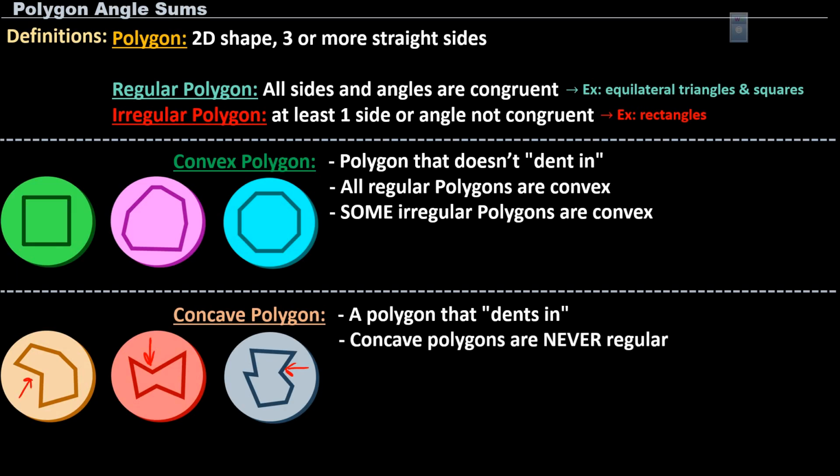Concave polygons are never regular. You'll never see a regular polygon that's concave. They will always be irregular because there is one of the angles that's dented inwards. It's throwing the shape off. So convex polygons will sometimes be regular, sometimes irregular. Concave polygons will never be regular. They're always irregular polygons. And again, the name kind of helps you here too. A concave polygon looks like it's been caved in, like somebody hit it with a baseball bat.